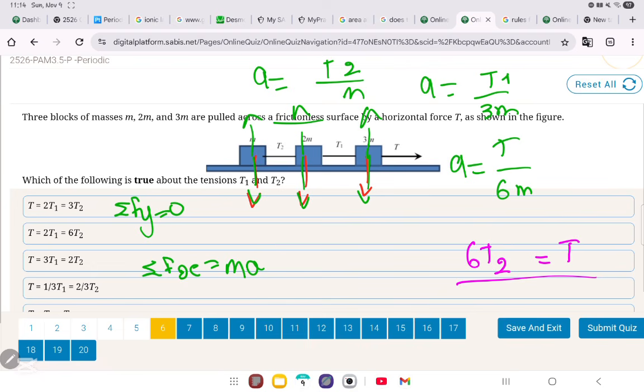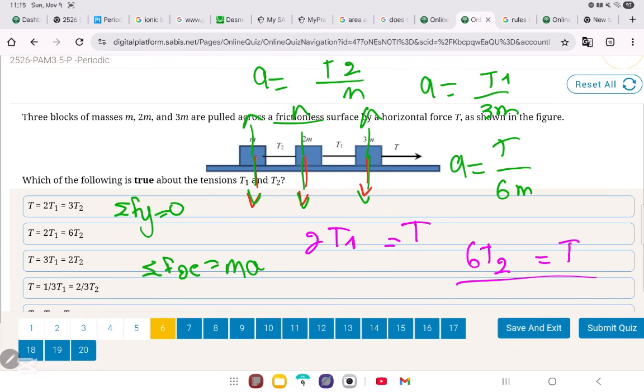62, okay? And then T1 over 3m is equal to T over 6m. You do cross multiplication, you will get 6T1m is equal to 3Tm. You cancel m and m, and then you move 3 to the other side. You will get what? You will get 2T1 is equal to T.